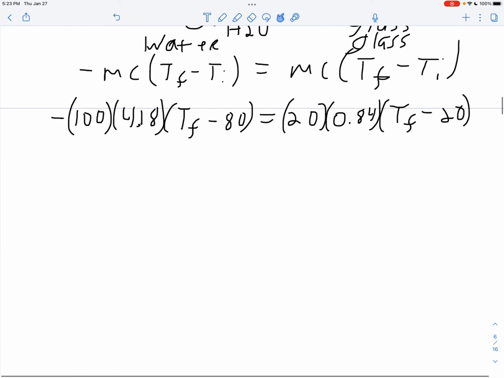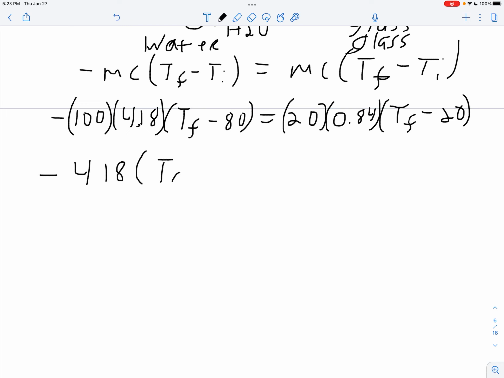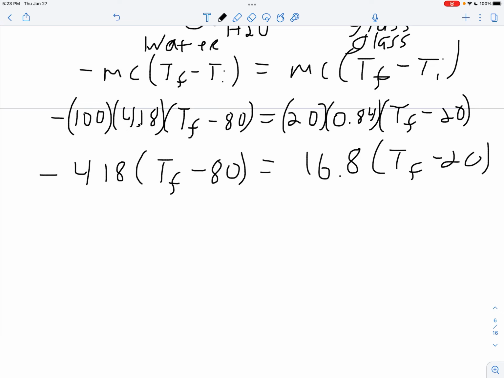And we're able to do that. So we get negative 4.18 times TF minus 80 equals 16.8 times TF minus 20. So from here, I could distribute the 4.18 into both, and I could distribute the 16.8 into both. However, that is going to give me very large numbers, and it's going to make things a little harder than I need to make it. So that way does work, but I'm going to do something different.